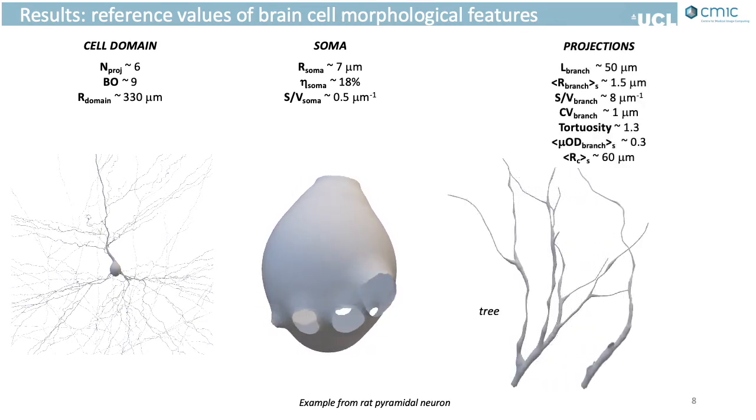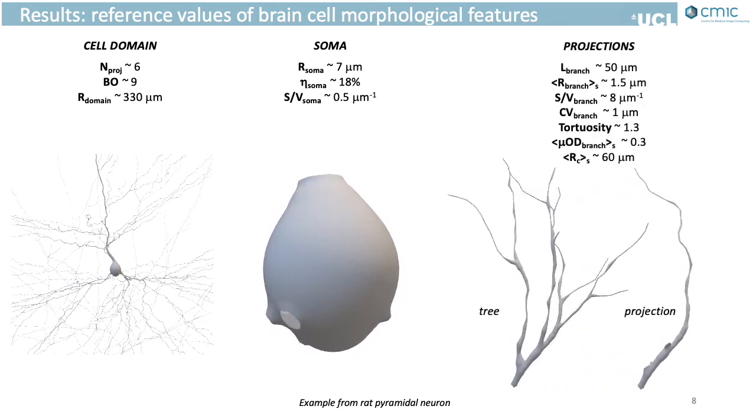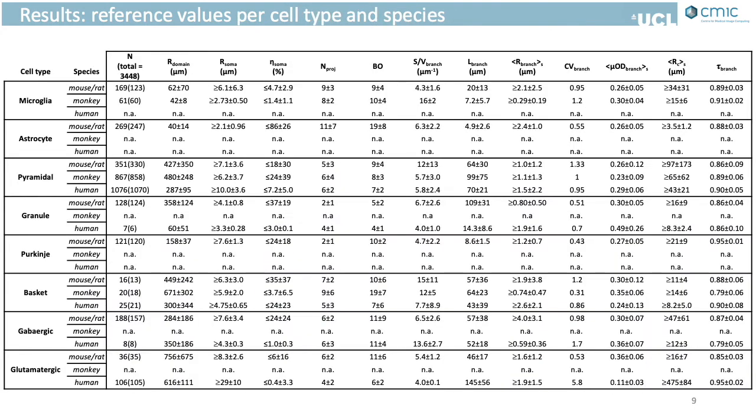Finally, cellular projections have branches on average 50 microns long, 1.5 microns in radius, and a surface to volume ratio of 8 per micron, with a coefficient of variation of 1 micron. Branch tortuosity is on average 1.3, microscopic orientation dispersion 0.3, and radius of curvature 60 microns. A comprehensive list of all the features measured can be found in this table, also reported in the abstract.